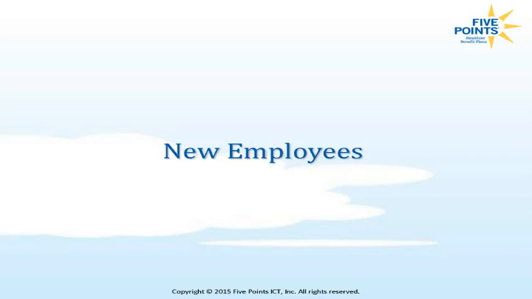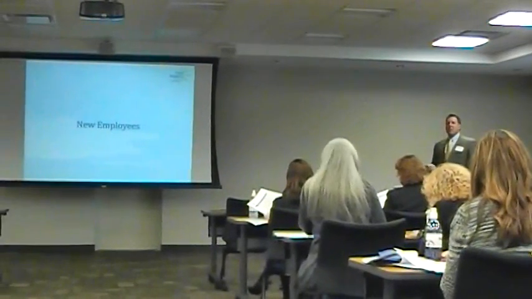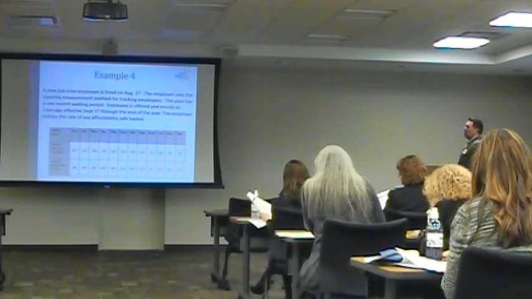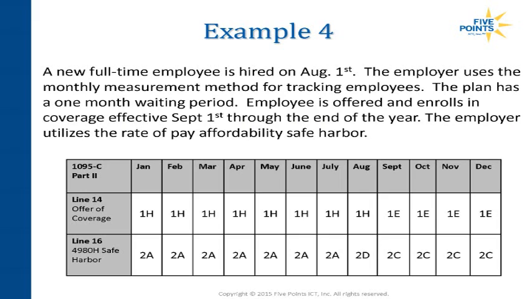So instead of ongoing, we're going to hire new employees, and how would that be managed? So I have a new full-time employee hired on August 1st. The employer uses the monthly measurement method for tracking employees. The plan has a 1-month waiting period. Employee is offered and enrolls in coverage effective September 1st to the end of the year. The employer utilizes the rate of pay affordability safe harbor.